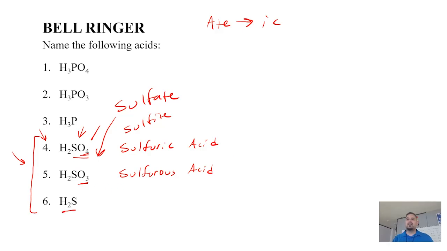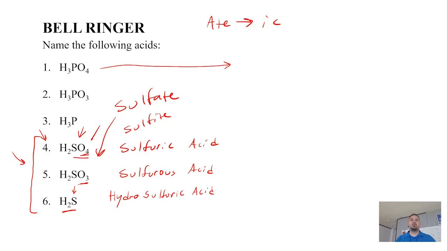So the last one is a binary. So what does it start with? Hydro. And then what's sulfur going to turn into? Sulfuric, you're right. Hydrosulfuric acid. All right, now let's come over here to the top.